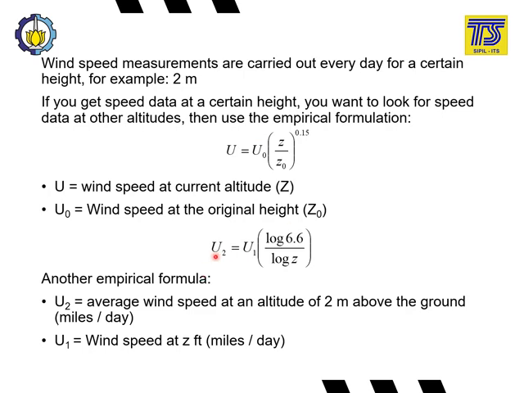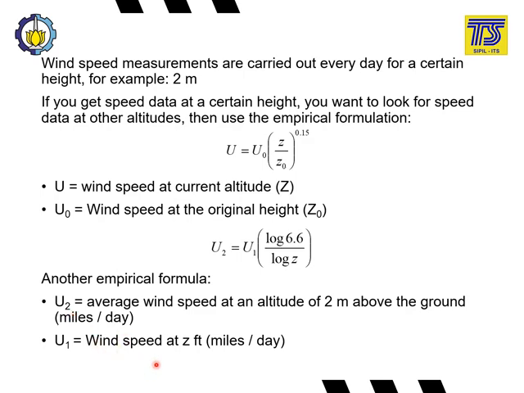Another empirical formula here: U2 equals U1 times log 6.6 per log Z. Here U2 is the average wind speed at an altitude of 2 meters above the ground, in miles per day. So if you use this equation, you have to use the unit of miles per day, right? Because it's an empirical formula. So an empirical formula is really sensitive to the units, because if you have other units, sometimes you cannot use that empirical formula.